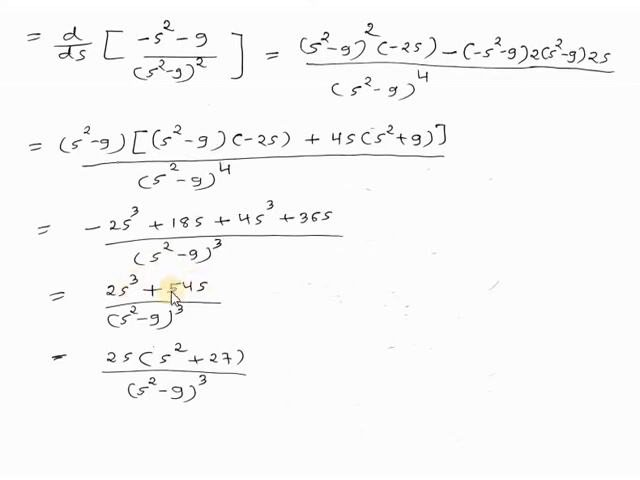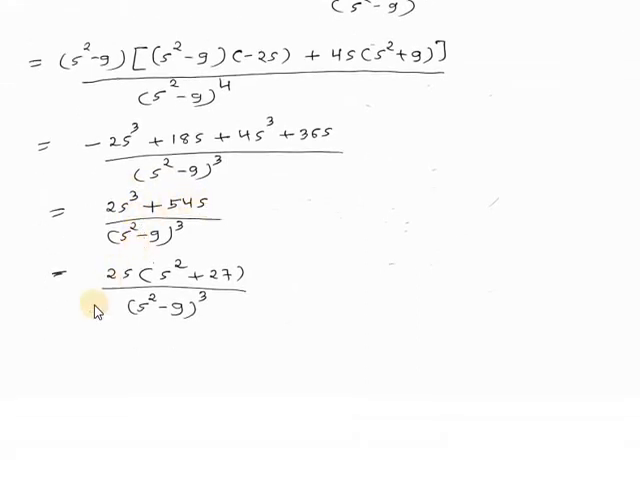Now 2s is common from these two terms, so it will be 2s in bracket (s square plus 27) divided by (s square minus 9) whole cube. So this is our final answer.